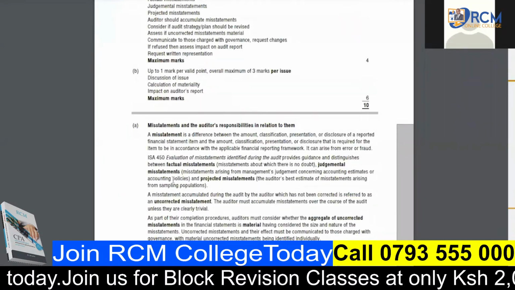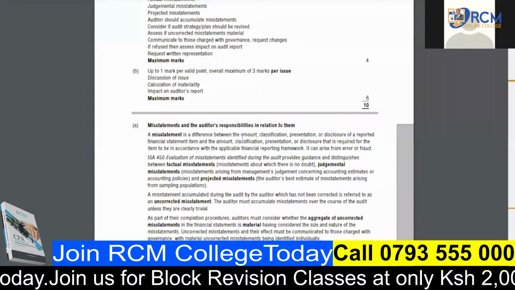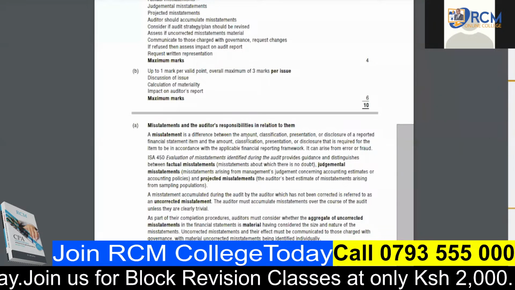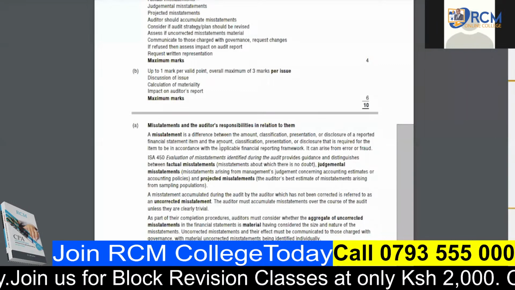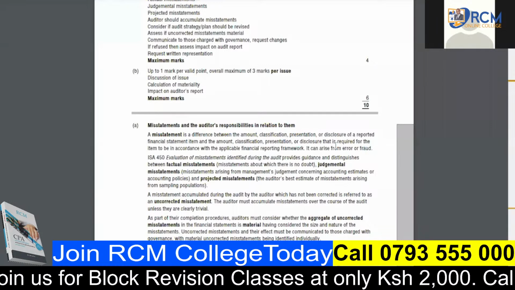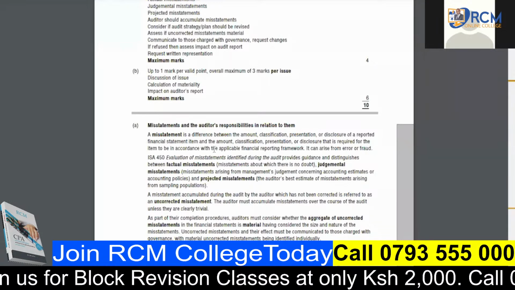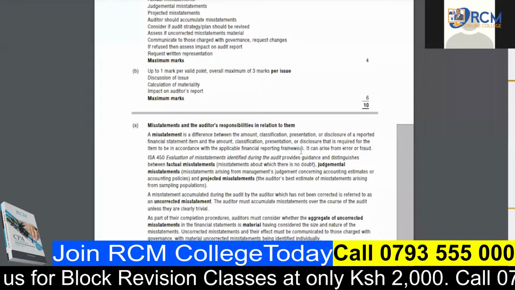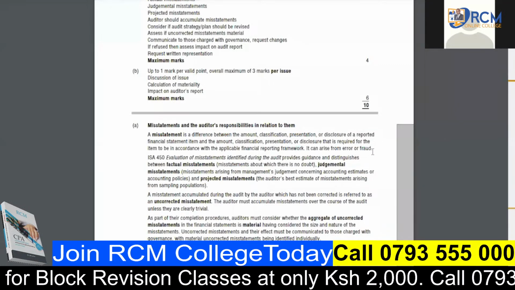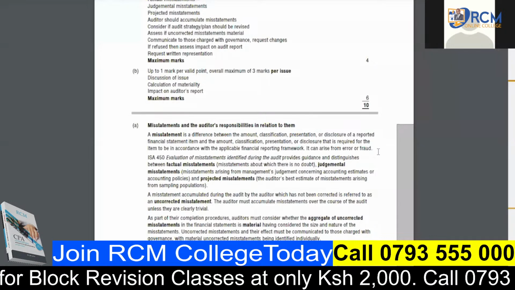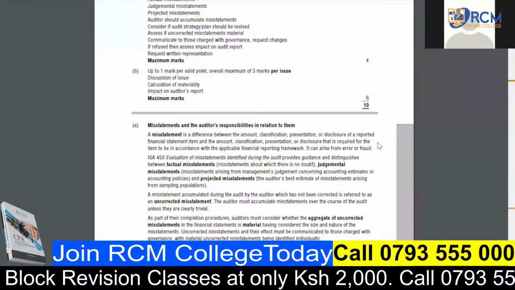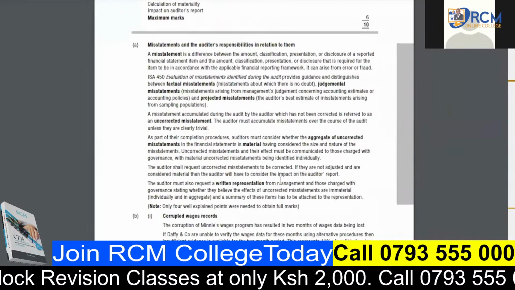Now, when you look at misstatement, they're telling us it's a difference between the amount, classification, presentation, or disclosure of a reported financial statement item and the amount, classification, presentation, or disclosure that is required for the item to be in accordance with the applicable financial reporting framework. It can arise from error or fraud, like in your pilot paper question. From error or what here? Fraud.